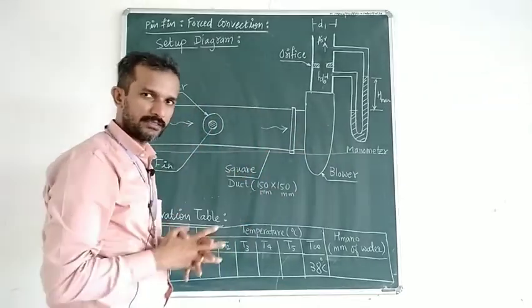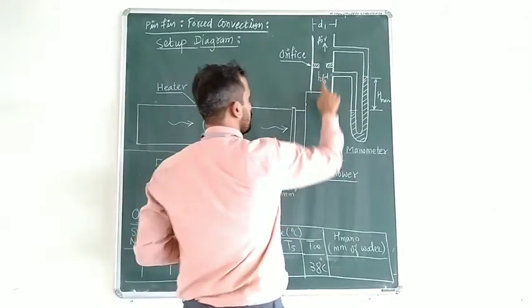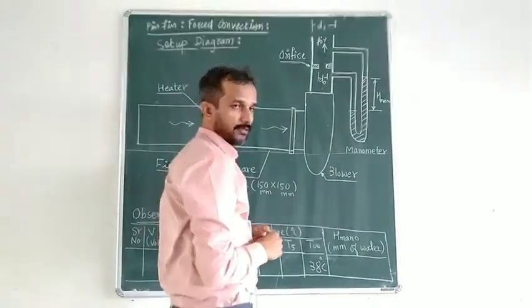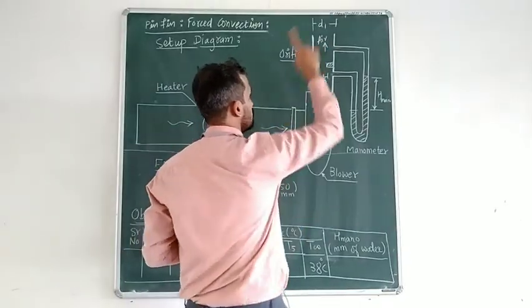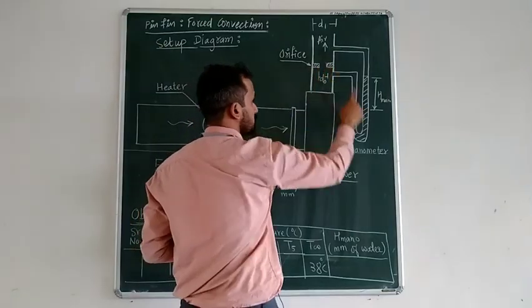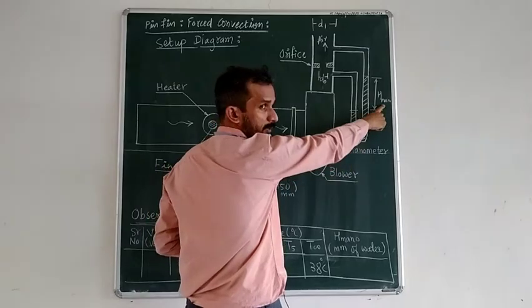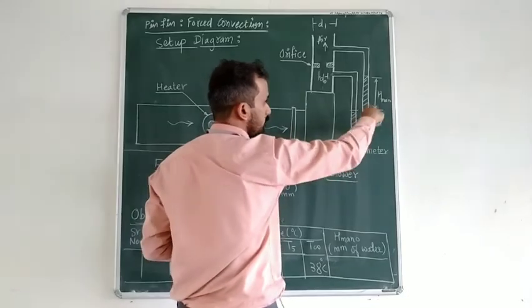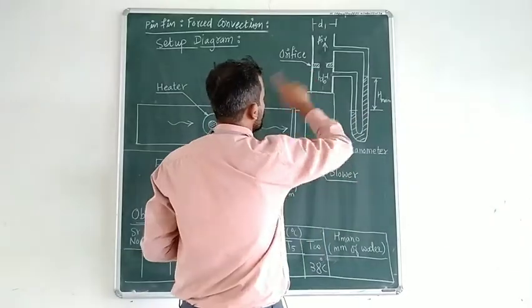We will see this in the setup actually. Then the delivery pipe will be there, and air will be let out in this pipe. In the delivery pipe, there is an orifice plate. Across the orifice plate there is a manometer which will give me the manometric head. The manometric fluid is water. The orifice plate is there.